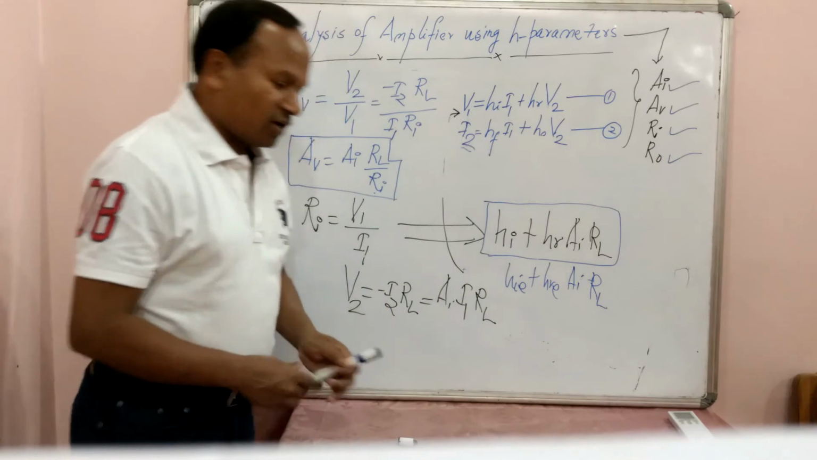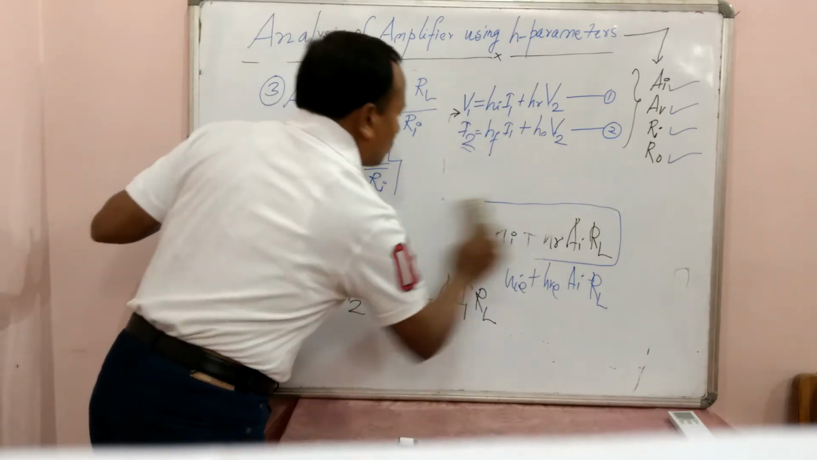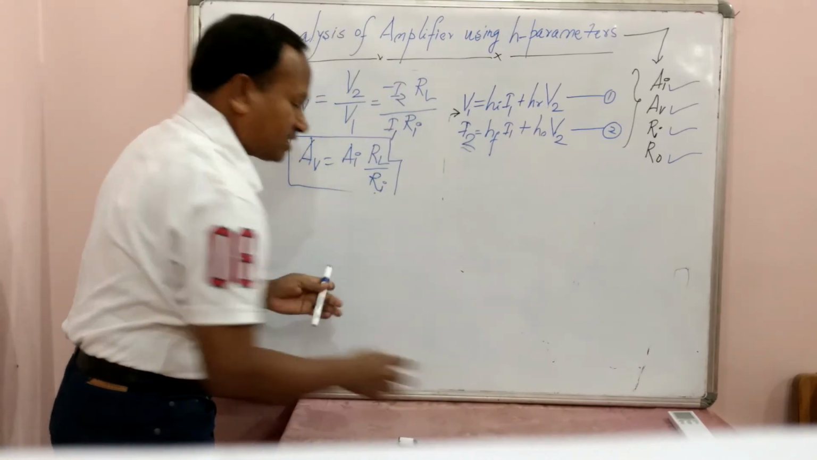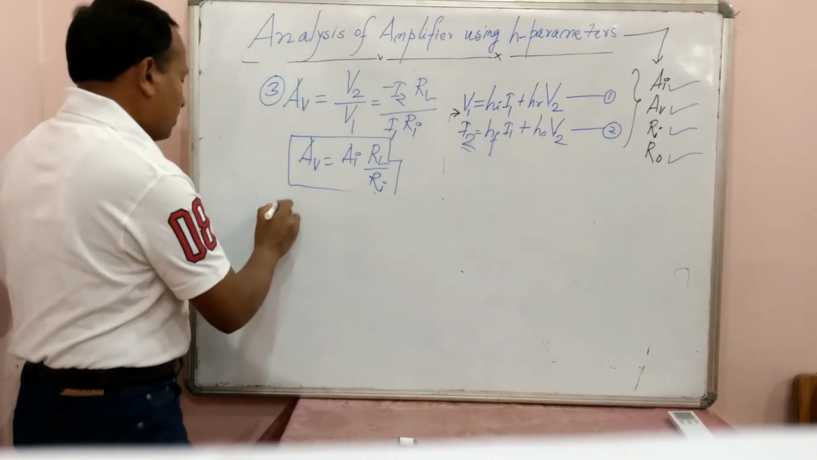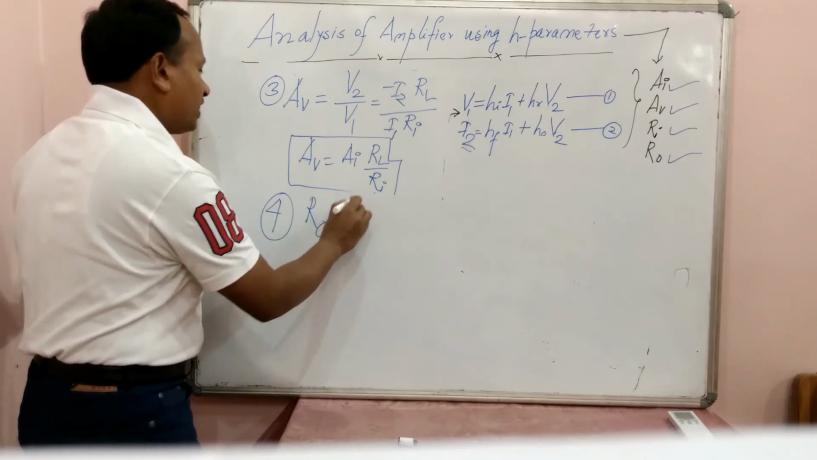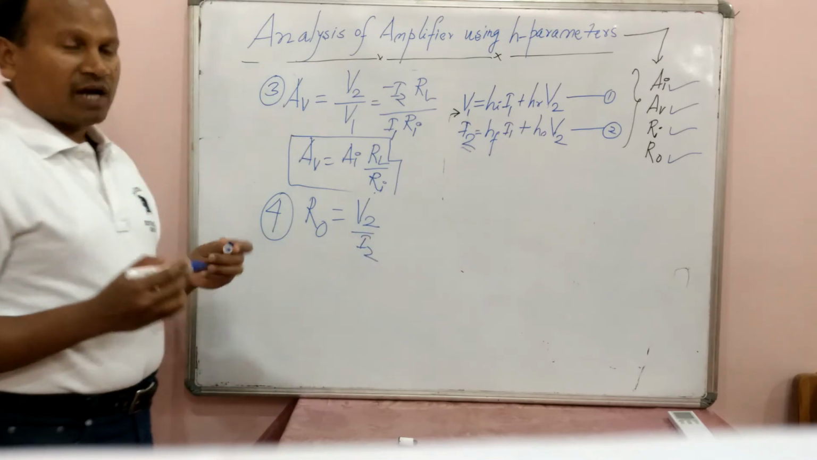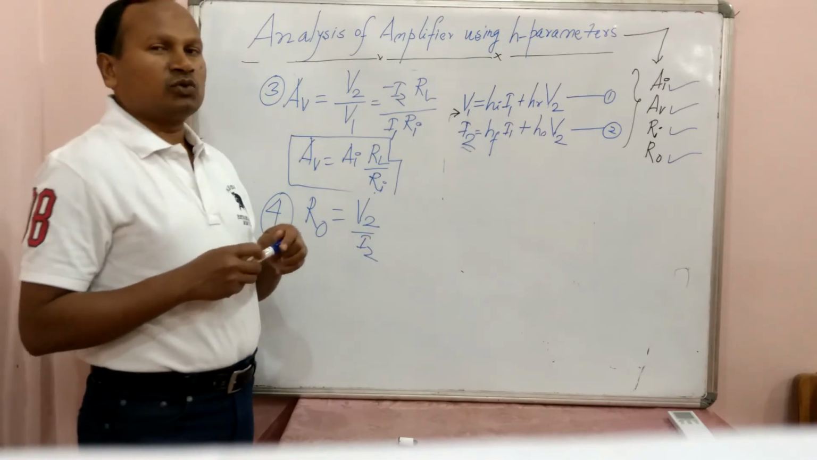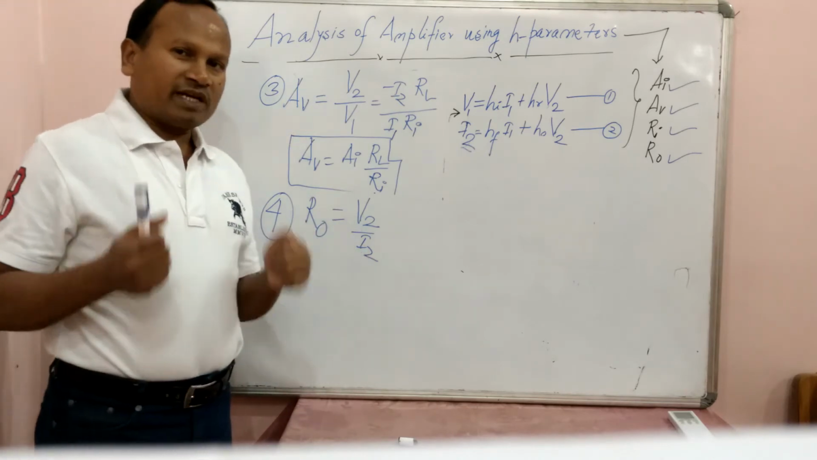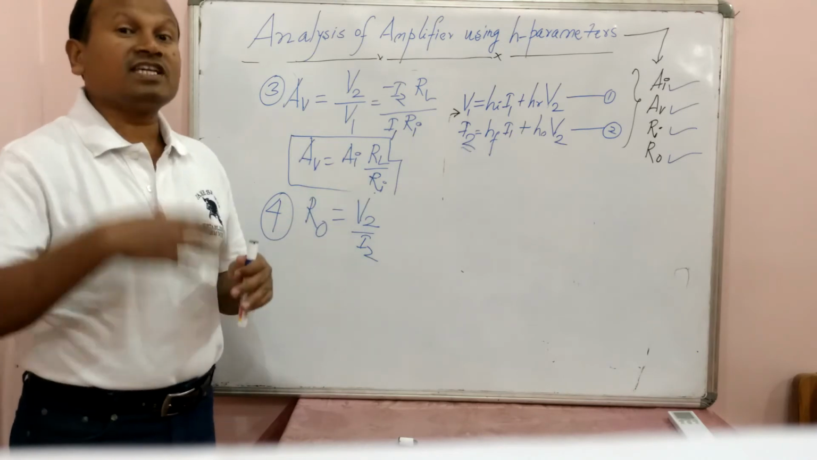We are interested now to get the expression for output resistance, which is very interesting. Why is it interesting? Fourth part, what we are interested to know? Rho. How will we get? It is V2 divided by I2. But determining output resistance is similar to getting Thevenin resistance, because how do we get Thevenin resistance in any two-port network? Thevenin resistance is the resistance seen by the load.